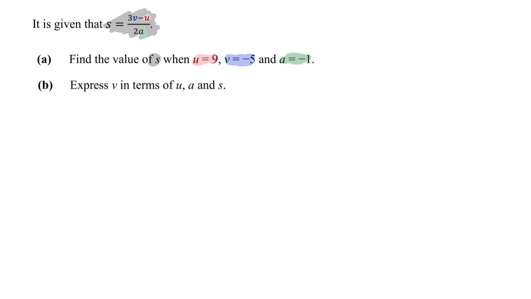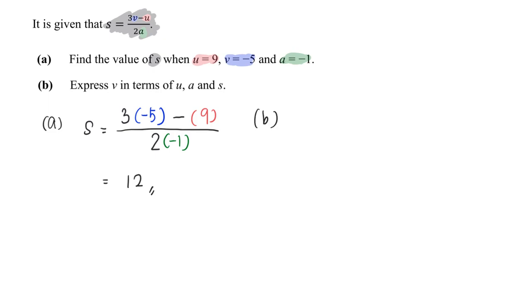So for part A, it is pretty straightforward. My S is therefore equals to 3v. Every time you substitute a value into a variable, do put a bracket, minus my u. U is 9. And the whole expression divided by 2a. A will be -1. And with the use of the calculator, this will give me a value of 12.